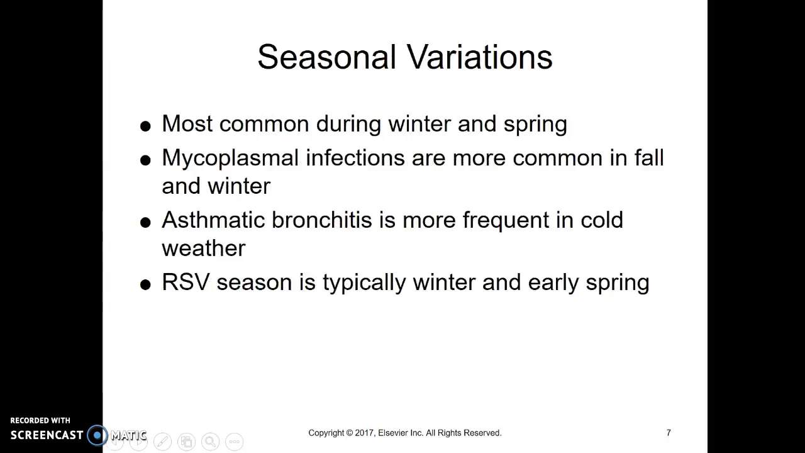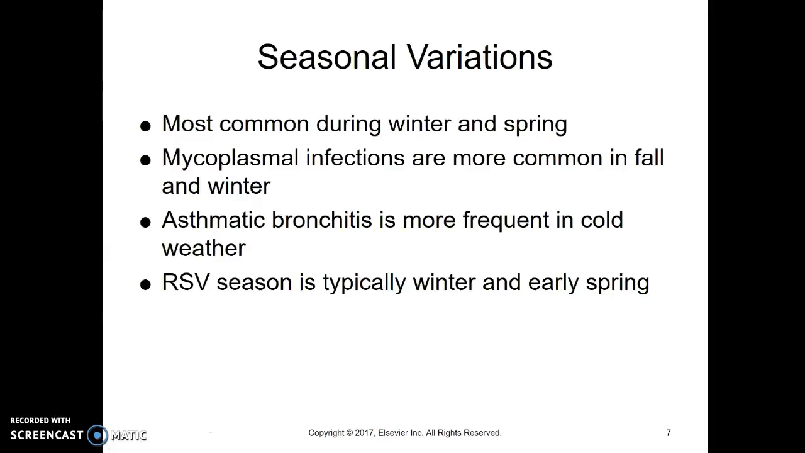So we do see seasonal variations, right? Colds are winter and into the spring. Mycoplasma happens more in the fall and the winter. Asthma really depends on the child. The most common season is cold weather, but for some kids it's the pollens in the summer, for some it's the molds in the winter, so each child needs to know their own triggers.